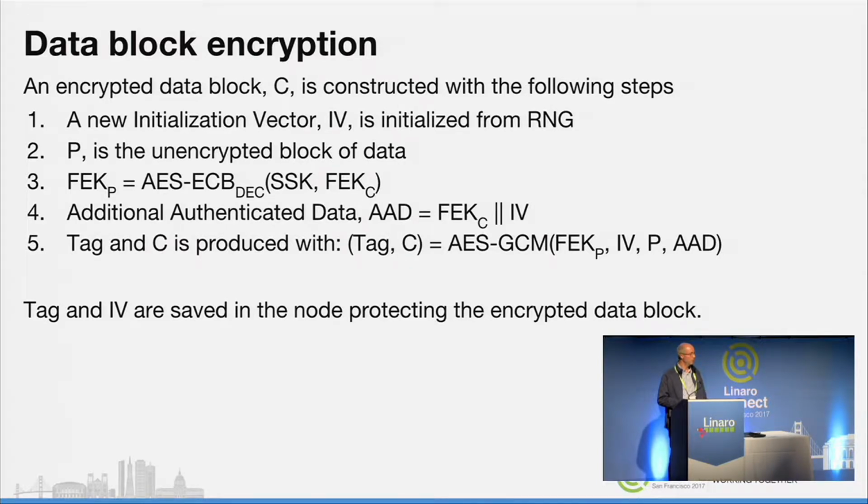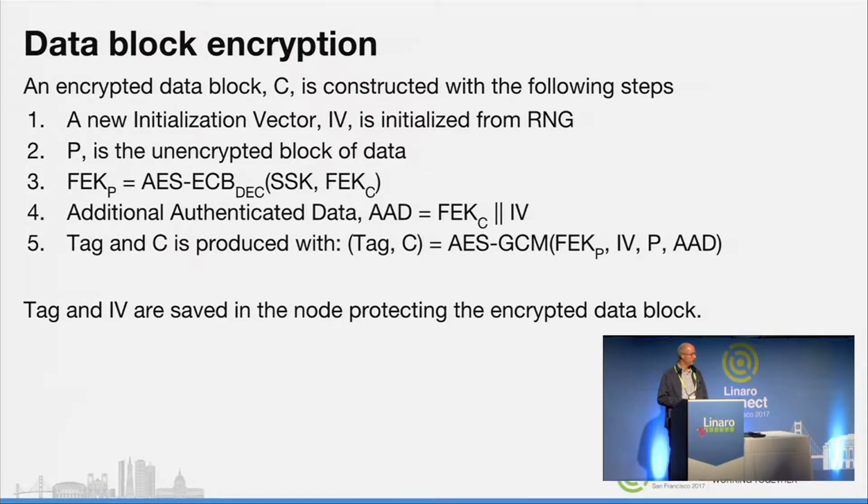They are encrypted independent of each other, but each time we encrypt the block again, we generate a new IV from the RNG. P is the plaintext data that we are going to store, and the file encryption key is generated as for the hash header, also in the same way. And the AAD data is slightly different. We have only the file encryption key and IV fed in there.